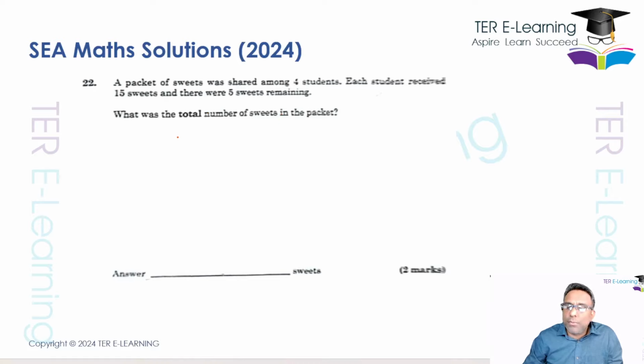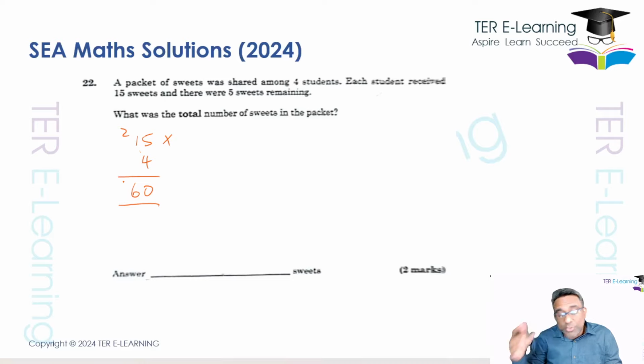So we have a pack of sweets and we're sharing it among 4 students. Each student received 15, right? So this here is going to be 15 multiplied by 4. That will give us the total number that is shared. So 5 4s are 20. 1 4 is 4 and 2 is 6, right? So that's a total of 60 sweets here that is shared equally among these 4 students.